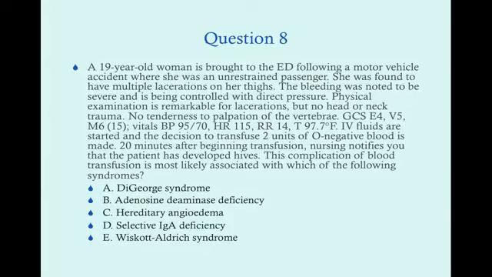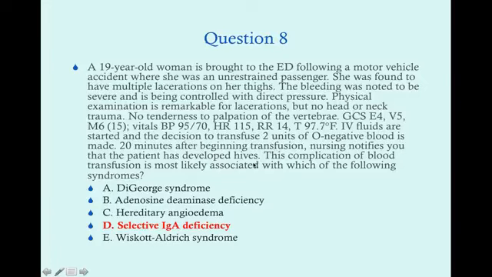All right, so this is pretty straightforward, but you gotta know this particular syndrome in order to get this. If you don't, you're gonna have no clue. So our answer here is selective IgA deficiency. All this stuff I gave you is totally irrelevant, except for the fact that you gave the patient blood and now they've got hives.